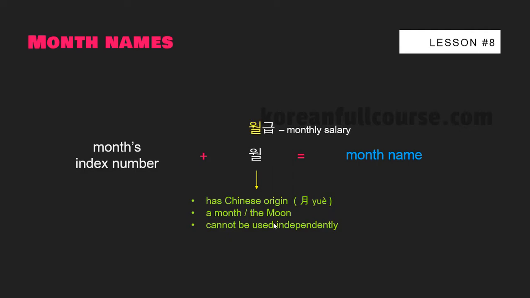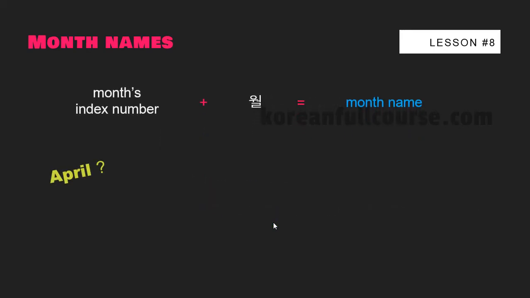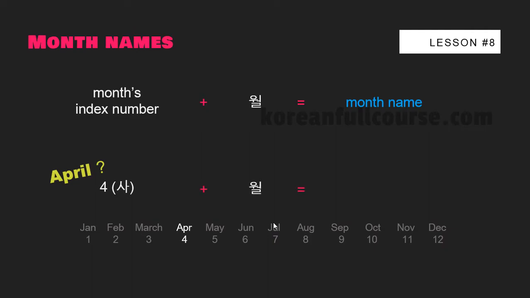For example, 월급 means a monthly salary, or 월세, which is a monthly rent, and so on. If you want to talk about the moon or months, for example, I started to learn Korean this month, use Korean word 달 instead. Okay, try to guess how to say April in Korean. Well, April is the 4th month of the year and the number 4 in Sino-Korean number system is 사. Then you add 월 and get April in Korean language, which is 사월.